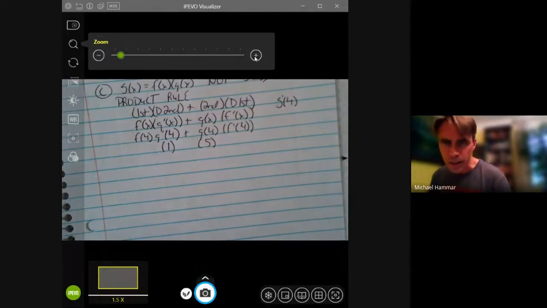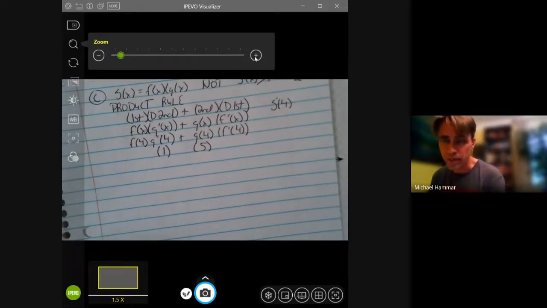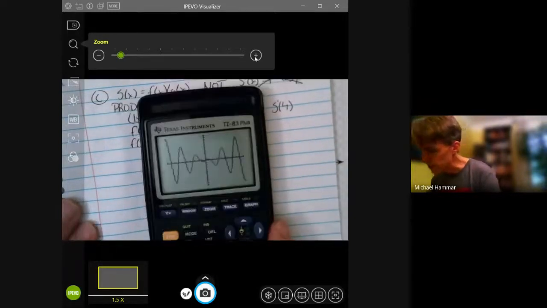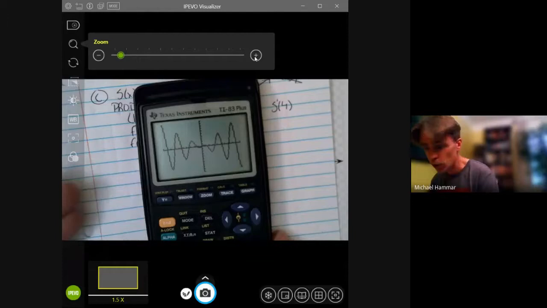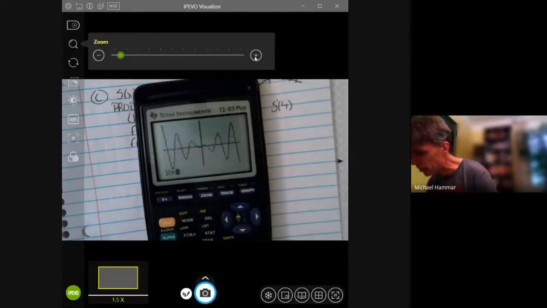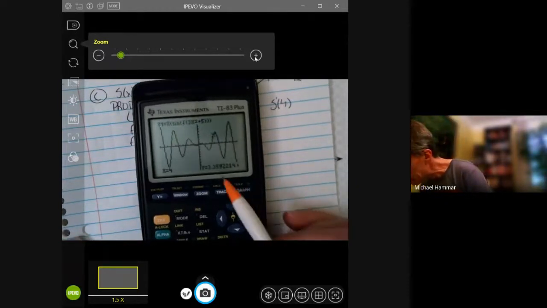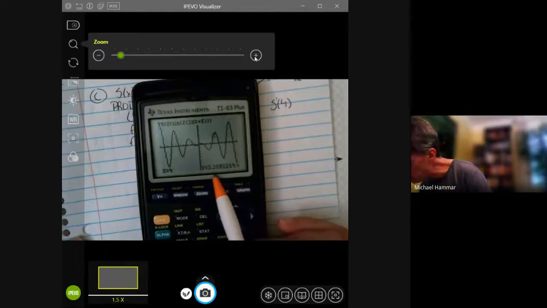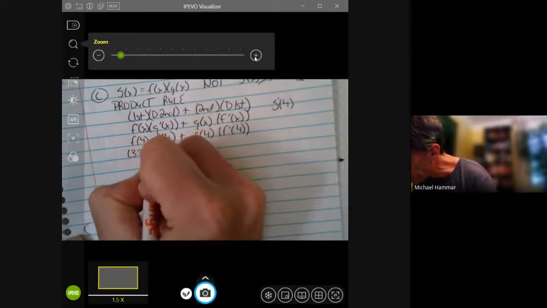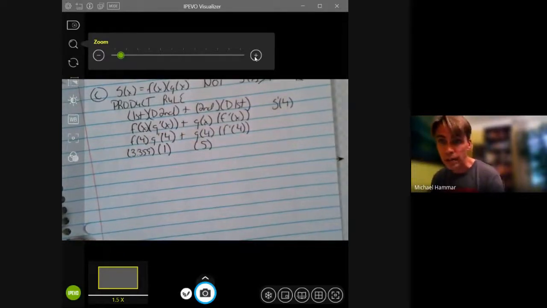Now, this is where your calculator comes into play. You can't find these values by hand. You could find them with more skills, but at this point we don't have those. But we do have a calculator. So let's go back to our graph, which is the graph of the function. The first thing I'm going to do is go to second calculate and find the value of f of x at 4. And it says right here the value is 3.359. That is the value at 4.